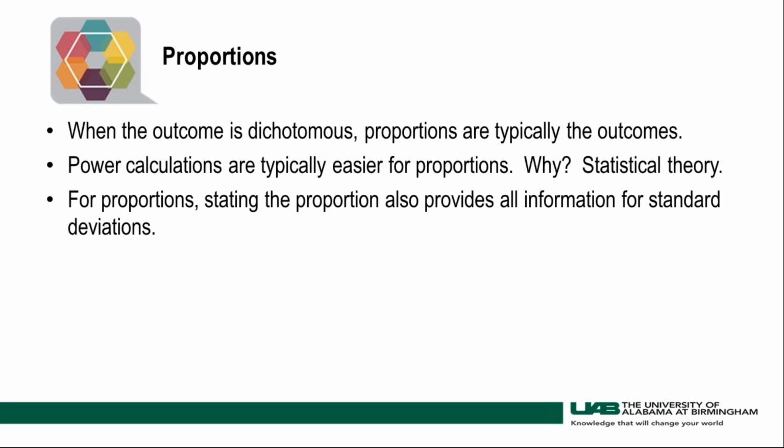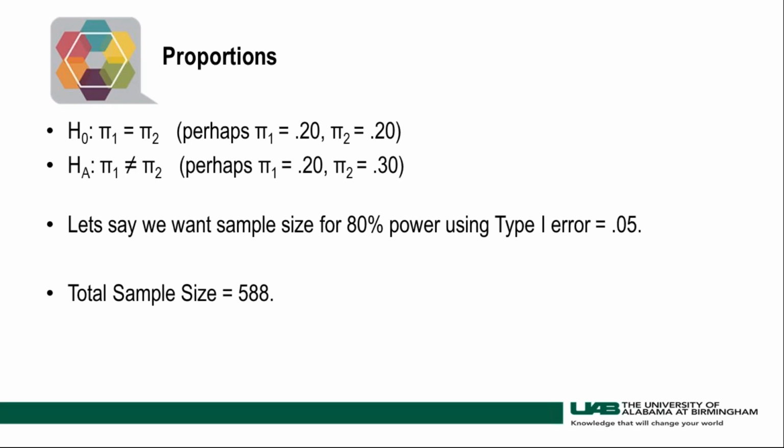When the outcome is dichotomous, yes or no, hypertensive yes or no, proportions are typically used as my statistics. Everybody loves it because it's an easier power calculation. All you have to do is give me the two proportions and I can sit down and do all the calculations. You don't have to make assumptions about the variance, because by stats theory, the proportion provides all the information. All I need to know is where the proportions are. I hate these calculations because everybody cries when I show them this.